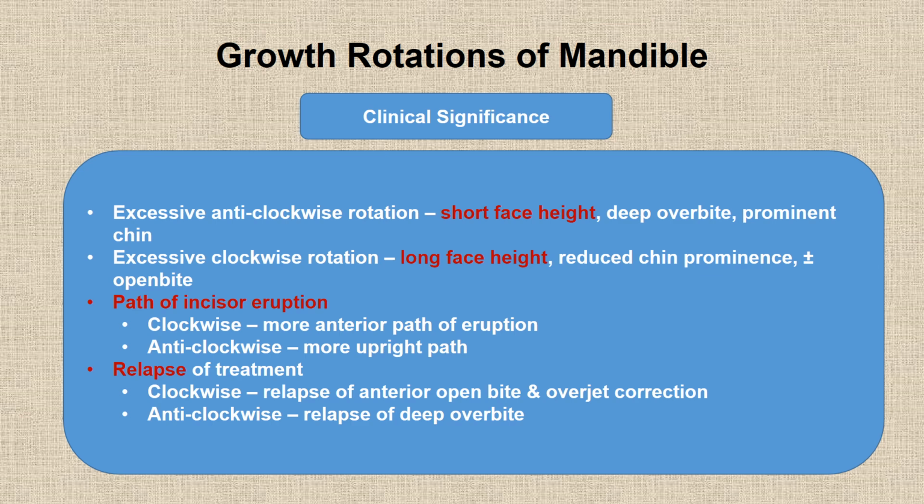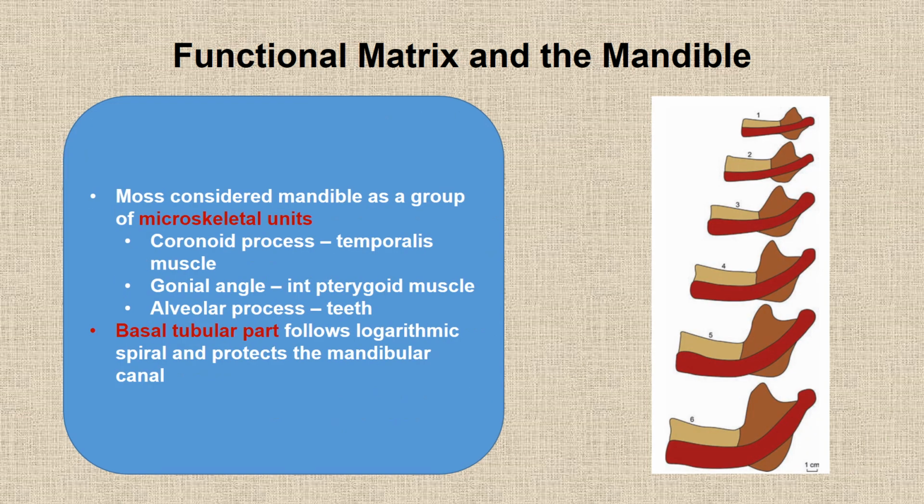Now, the path of incisor eruption is affected as well. In a clockwise rotation, the eruption path is more anterior, whereas in anti-clockwise rotation, the incisors take a more upright path of eruption. Relapse of treatment also depends on the growth rotations. Now, how do we relate the functional matrix in the mandible?